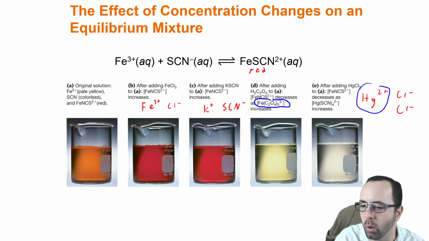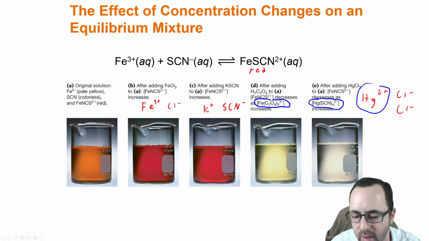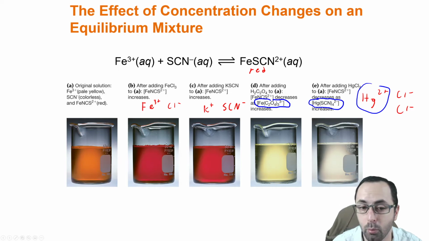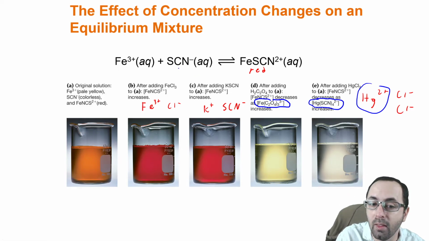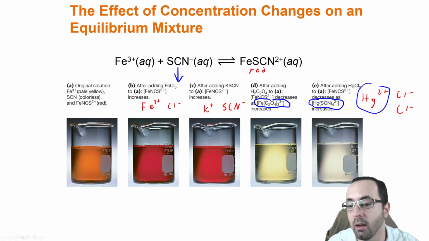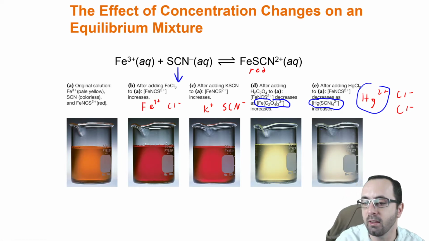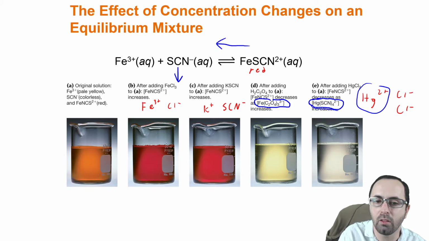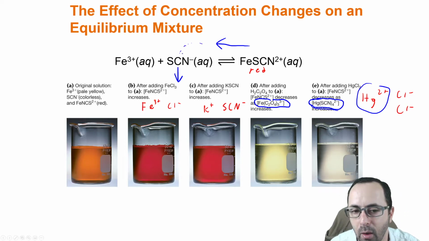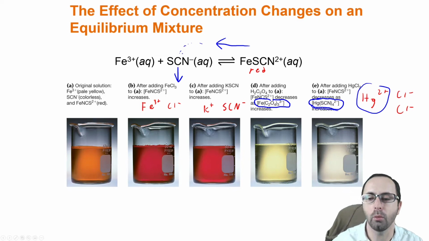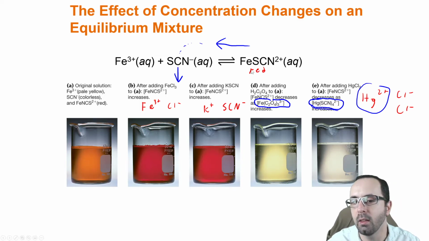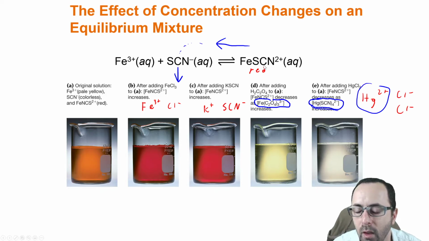So the mercury ion will attach itself to the thiocyanate ion. You're not expected to know that that happens, but that ends up being what happens. And that removes the thiocyanate ion from the solution. It instead becomes this iron thiocyanate complex. And so the result is that the reaction must shift to the left in order to replace the thiocyanate that was removed. As a result, the solution is much less red. The iron thiocyanate is consumed.